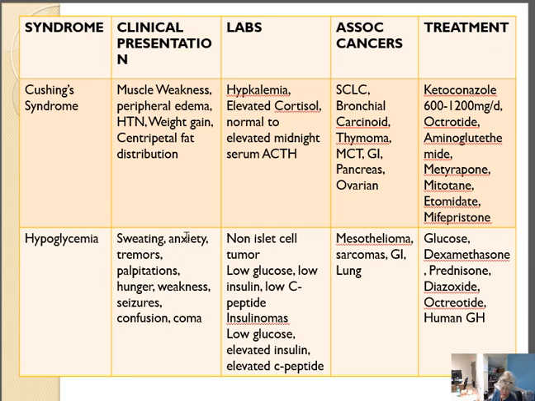Hypoglycemia, and everyone knows the symptoms of hypoglycemia, right? Hunger, weakness, fatigue, can be caused by mesothelioma, sarcomas of the GI and the lung. So it could be a non-islet cell tumor, low glucose, low insulin, low C-peptide. C-peptide and insulin go together. Insulinomas, low glucose, elevated insulin, and elevated C-peptide can cause hypoglycemia.